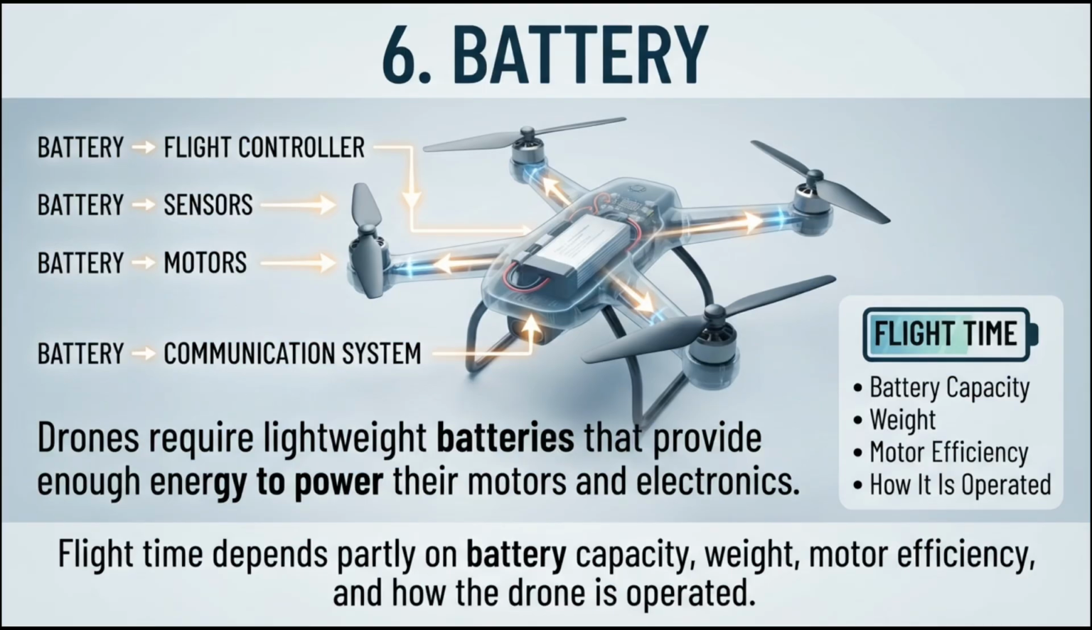6. Battery. And of course, we need power. Drones require lightweight batteries that can provide enough energy to power their motors and electronics. The battery supplies energy to the flight controller, sensors, motors, and communication system. But here's something interesting. A drone's flight time depends partly on its battery capacity, weight, motor efficiency, and how it is operated. So a battery isn't just about how much energy it stores. The entire drone system matters.